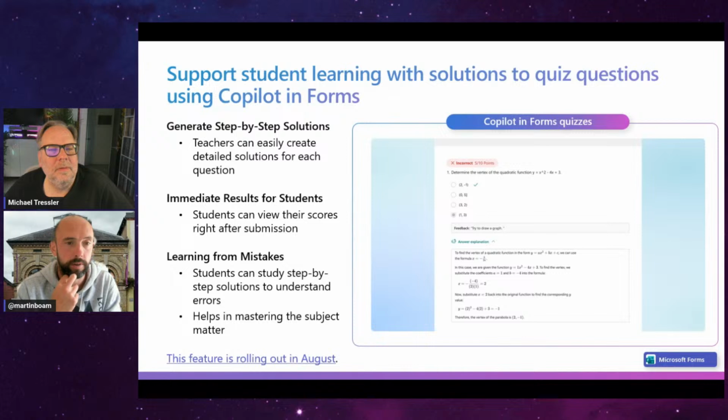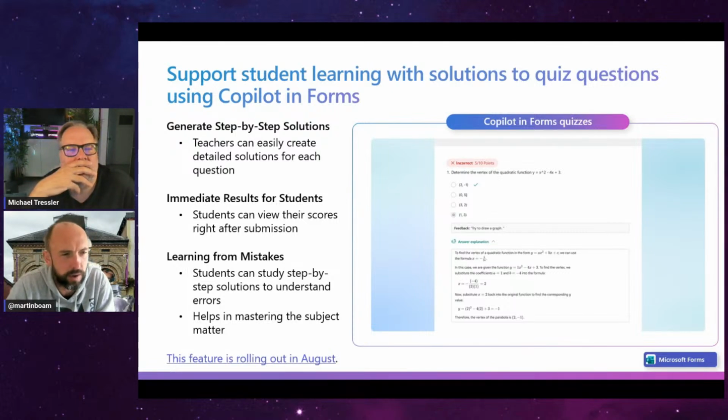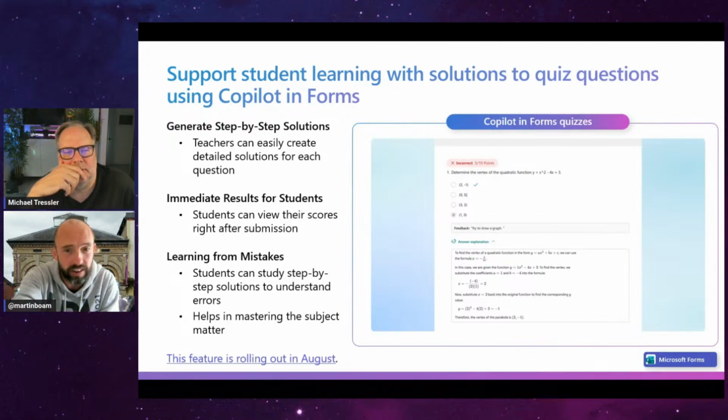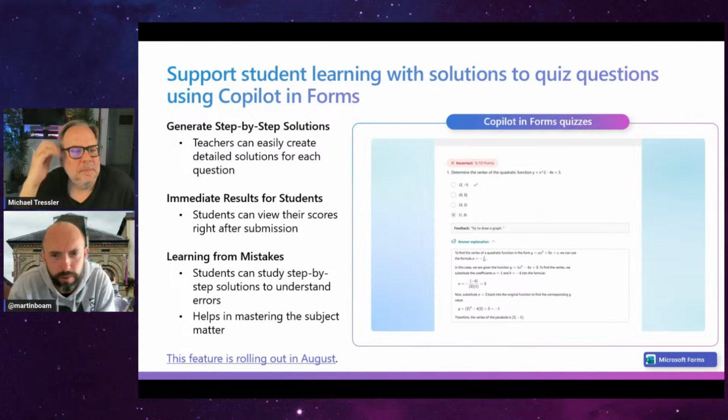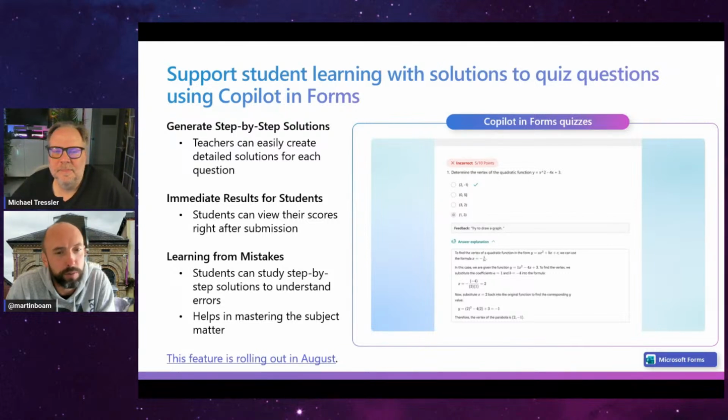Copilot in Forms. I've used this. It says teachers can easily create detailed solutions for each question. So it's like when you use Forms, as a teacher you create questions, you have a right answer, wrong answer. But here it's actually giving you an explanation to the answer. So it's like determine the vertex of a quadratic function. That's well beyond what I can do. It gives you the explanation to the answer there, and it says immediate results for students, learning from mistakes.